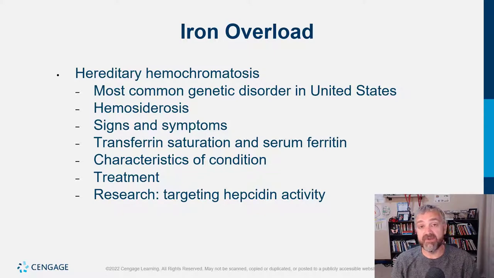Signs of free radical damage and liver damage would be the big ones to look for. Your transferrin is saturated. Your ferritin levels are really, really high because you're storing too much iron. And this would be a problem. So how would you treat it?